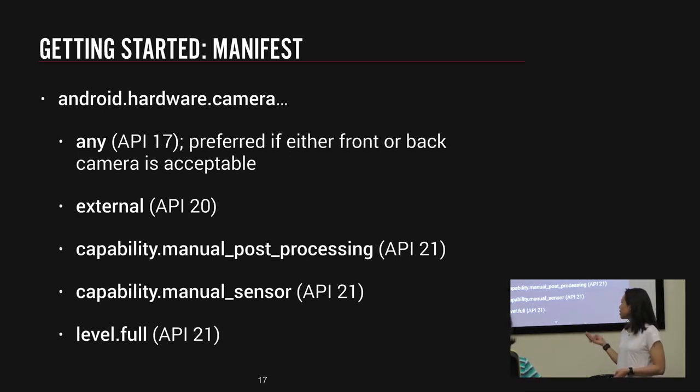And then there are three new values that are very specific to Camera 2. Again, these are the fancy new sexy features: manual post-processing, manual sensor. And then there's actually a manifest value if you want to make sure that your users are on only full support, you can go ahead and put that in your manifest.